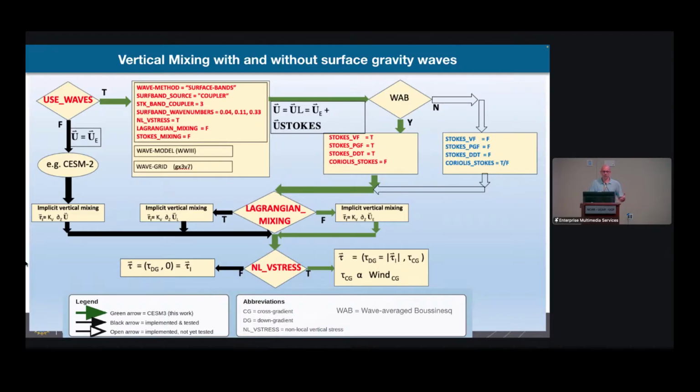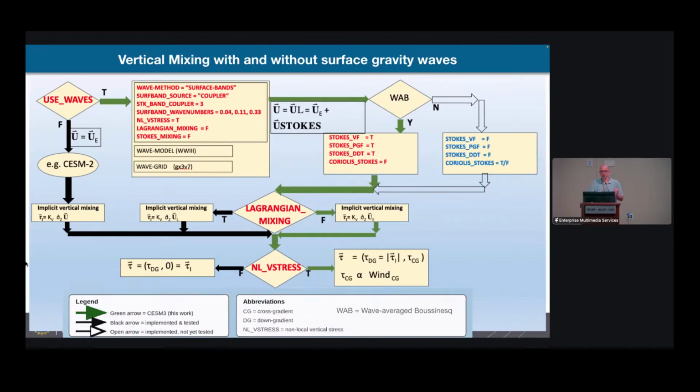So if you're using waves, use waves equals true. You can specify how many wave bands you get from the wave model, and the user can specify the right number of bands. And we're using 3, which includes the tail. And then you can specify some other things, like if you're doing non-local momentum vertical mixing or stress, if you're mixing along the Lagrangian stress or Eulerian, and if you're applying Stokes mixing or not.